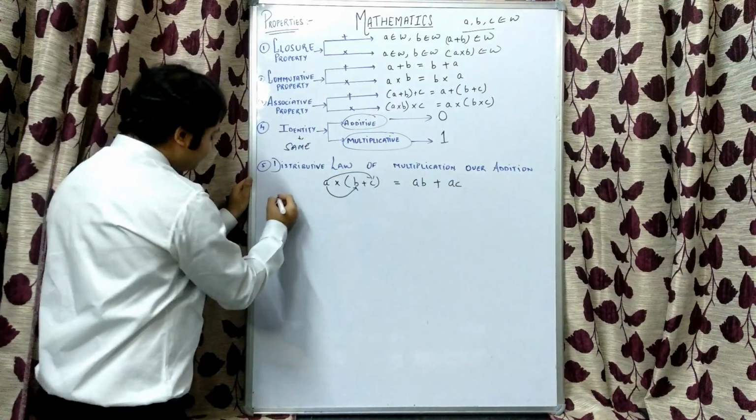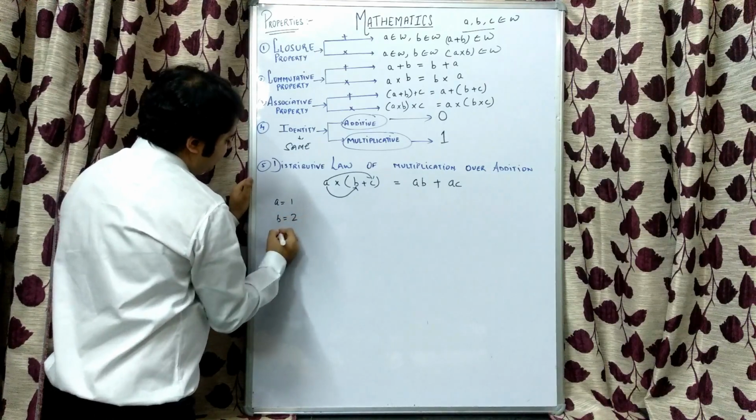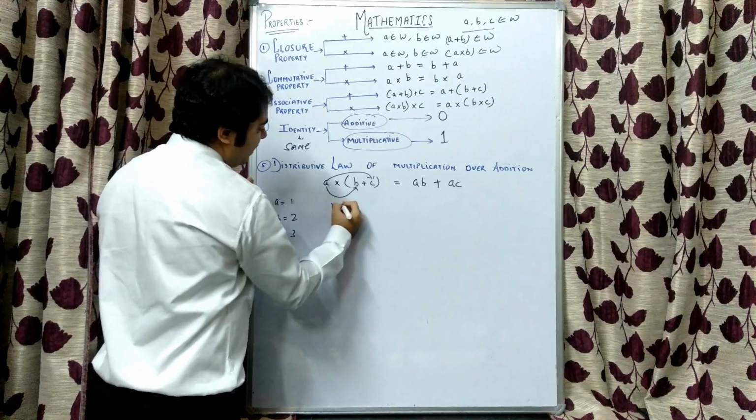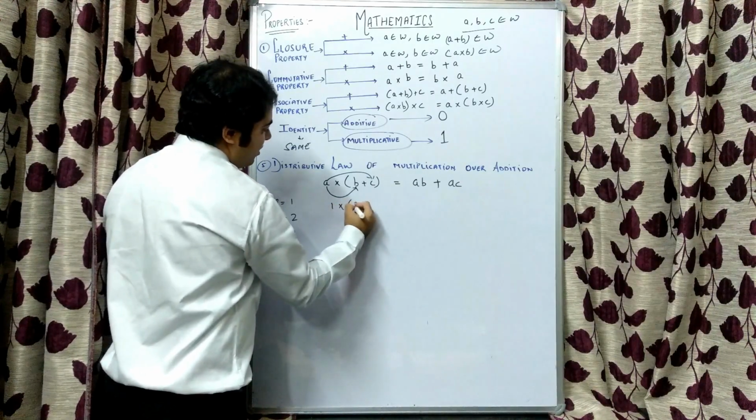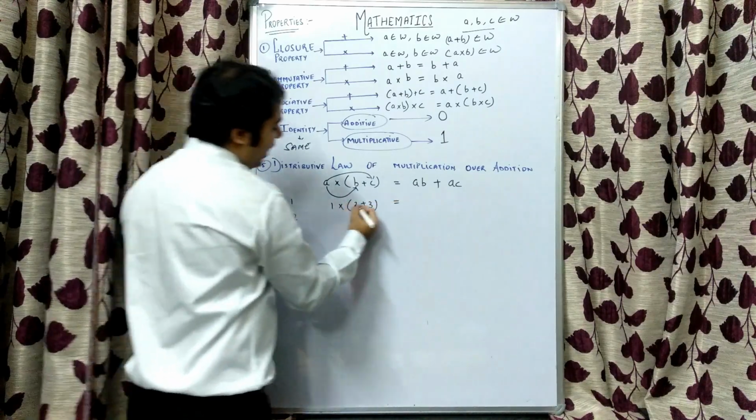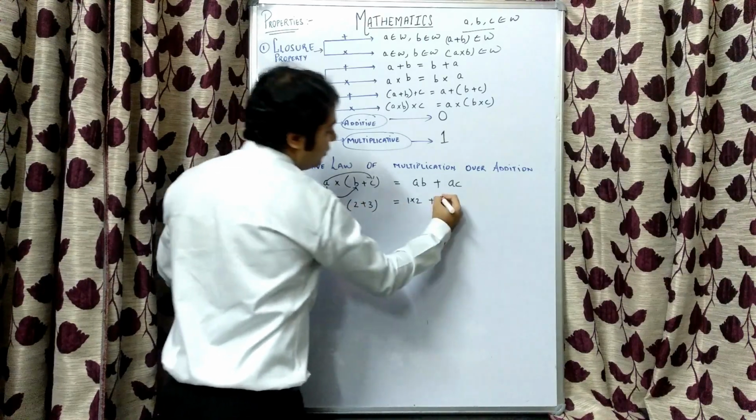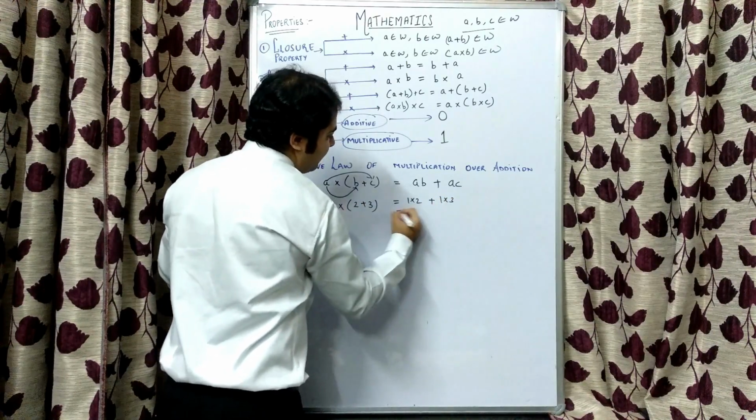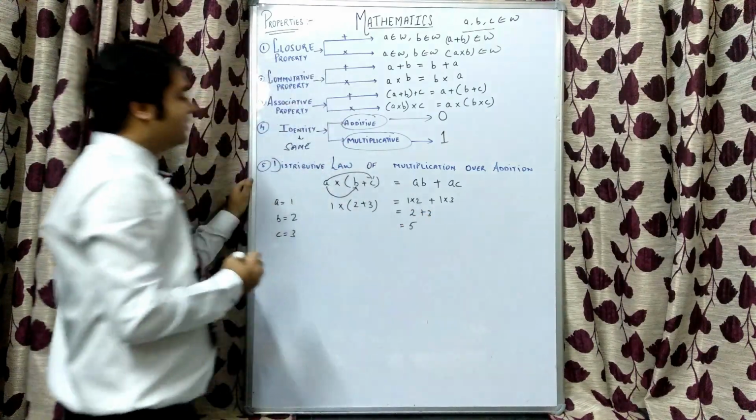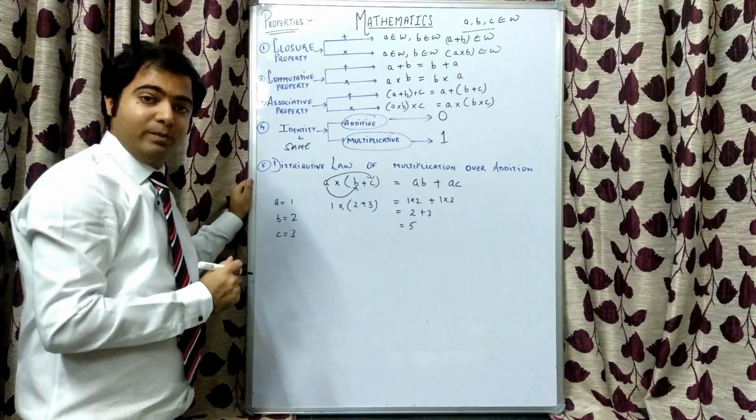For example, let us assume that A is 1, B is 2 and C is 3. So in place of A I will write 1, and in bracket I will write 2 plus 3. So how to solve this? 1 into 2 will give me 2, then 1 into 3 will give me 3. That means 2 plus 3, the answer will be 5. This is according to distributive law of multiplication over addition, right?